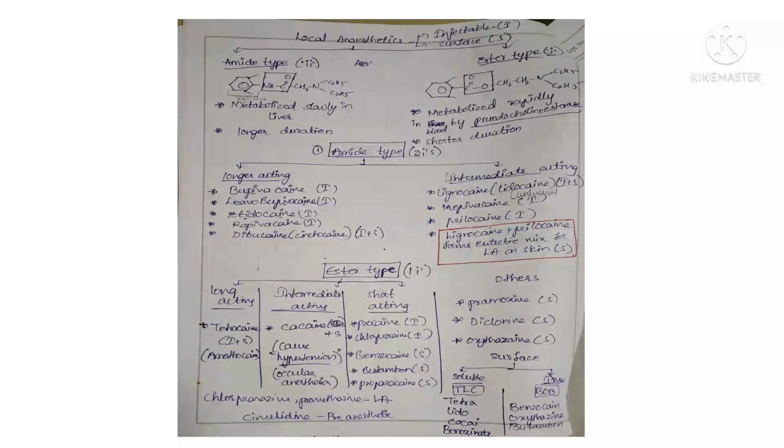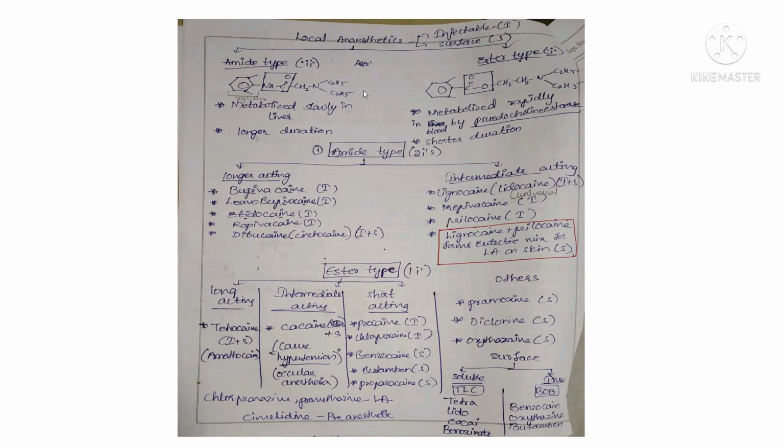Now we'll study local anesthetics. In this condition, the patient will be awake, but only a particular area of the body will lose its senses. The drugs are classified into 2 types, amide type and ester type. The amide group containing drugs contain 2 I's in their name, whereas ester types contain only 1 I.